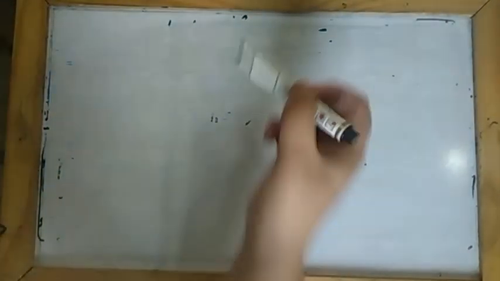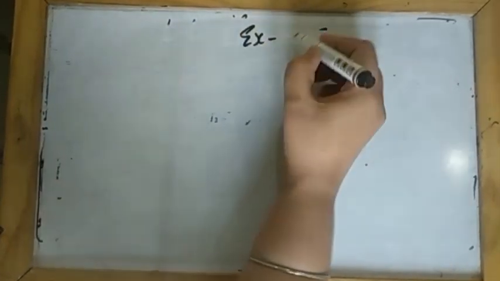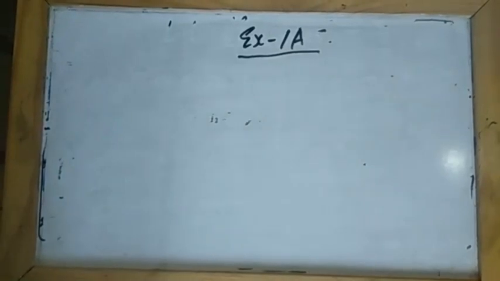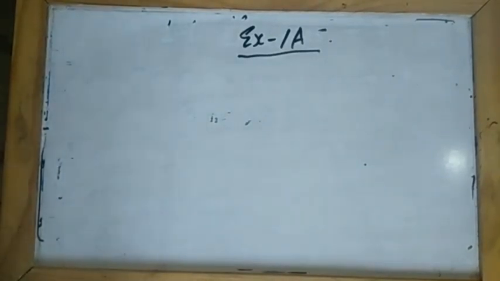Exercise 1A. In this chapter you will learn how to add, subtract, multiply, and divide the integers. So the first exercise is based on addition and subtraction of integers.